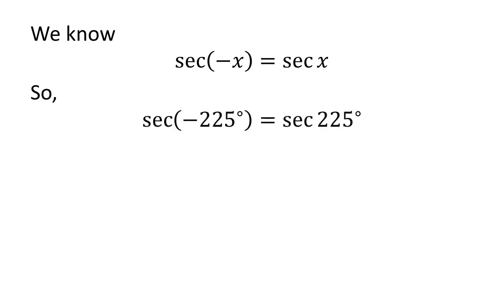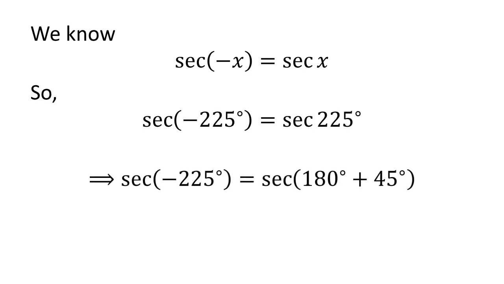Let us apply the above identity for secant of minus 225 degree. Here x is 225 degree. So secant of minus 225 degree is equal to secant of 225 degree. As 225 degree is equal to 180 degree plus 45 degree, so secant of minus 225 degree is equal to secant of 180 degree plus 45 degree.